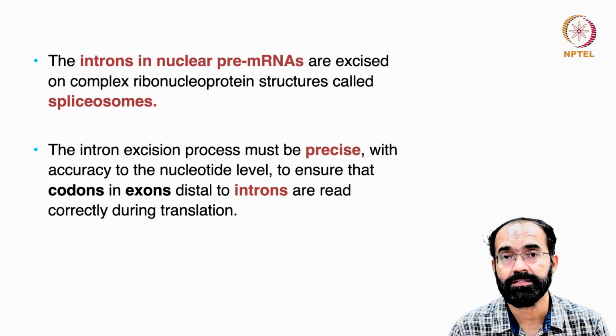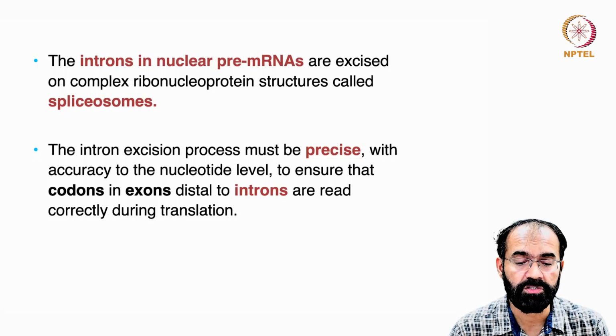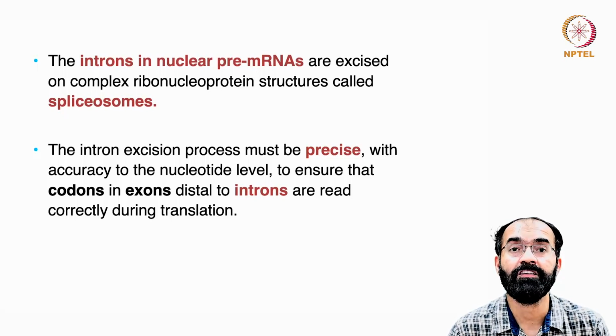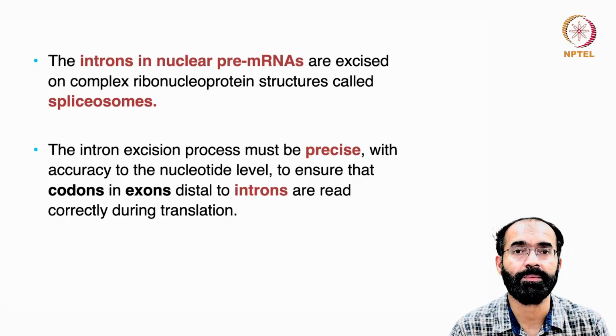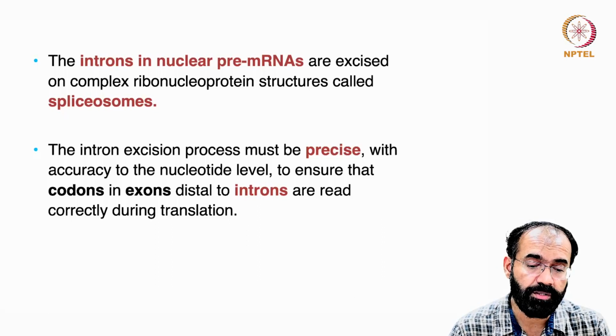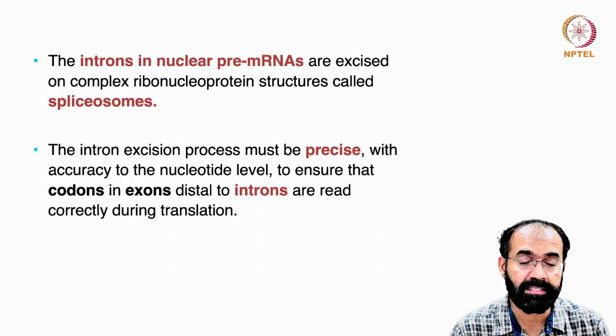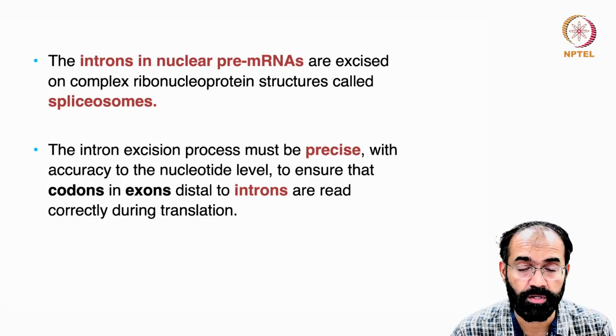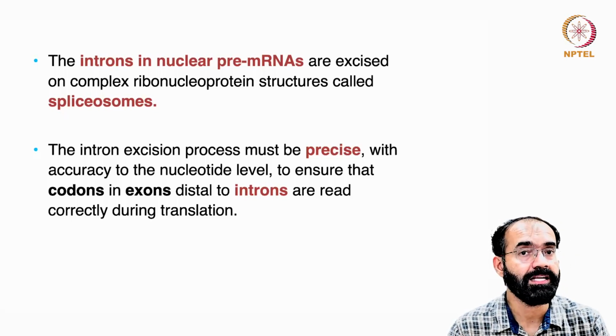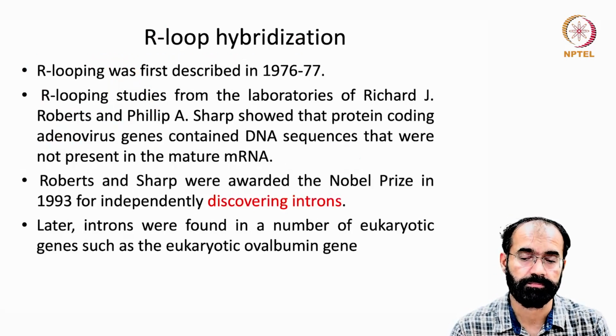So if no such precision happens, this codon's fate is sealed and there can be a frame shift mutation that can cause a lot of problems. That is why the precision has to come down to a single base, and the exons are to be read correctly during translation. If any problem happens with this fusion or joining, then you will have a very serious problem with the protein production. So that's why mRNA splicing is extremely important and stringently controlled.